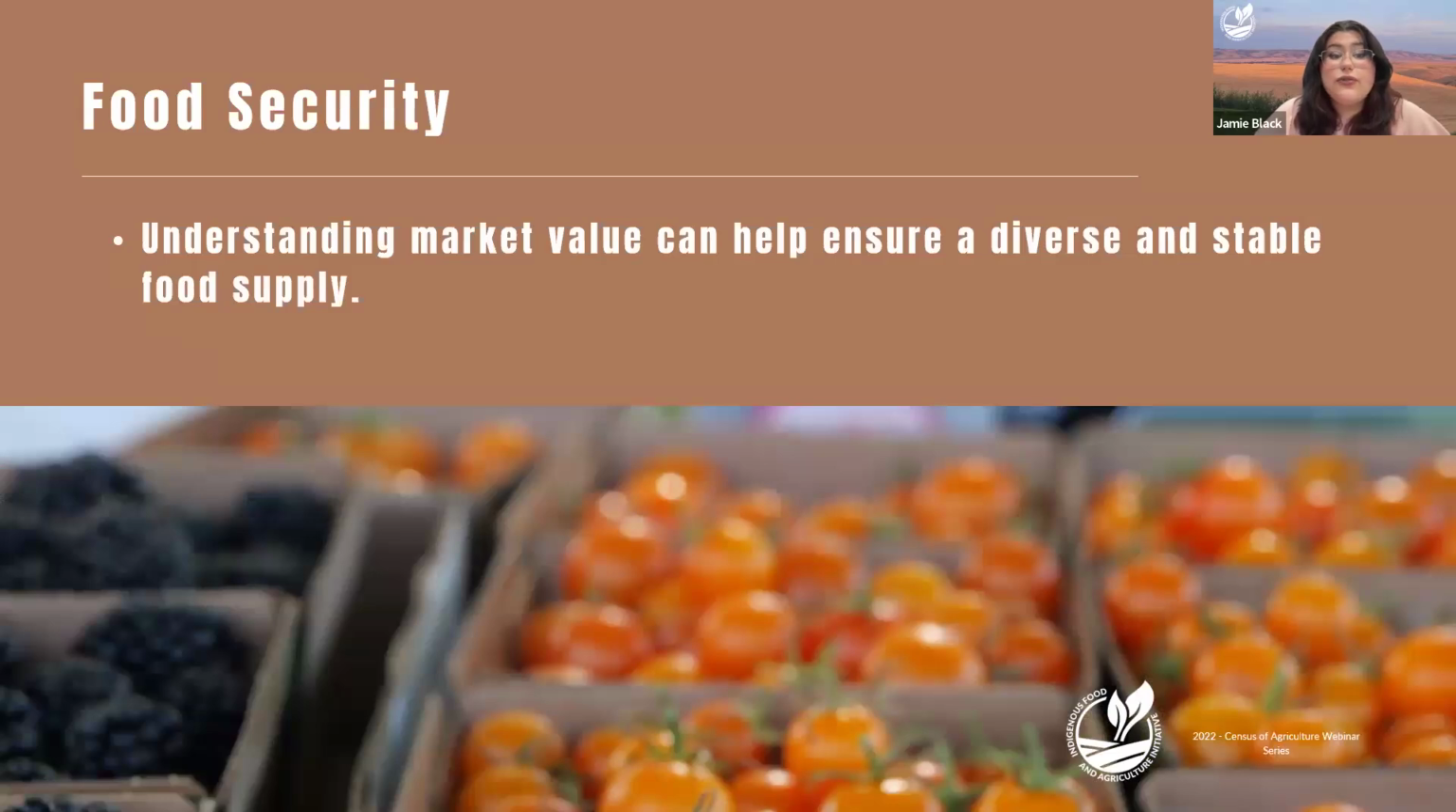So next is food security. The market value influences what crops farmers choose to grow. If certain crops are consistently undervalued, farmers might switch to more profitable ones. Potentially, these can affect the availability of essential foods as well. So, understanding the market value can help ensure diverse and stable food supplies.